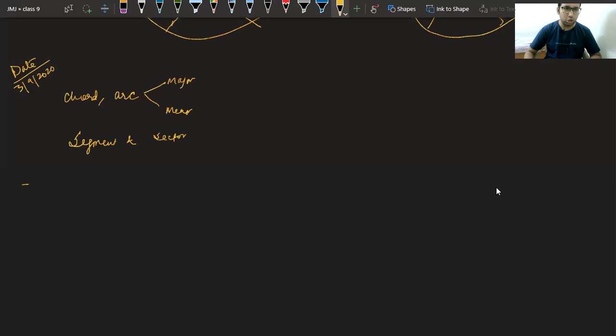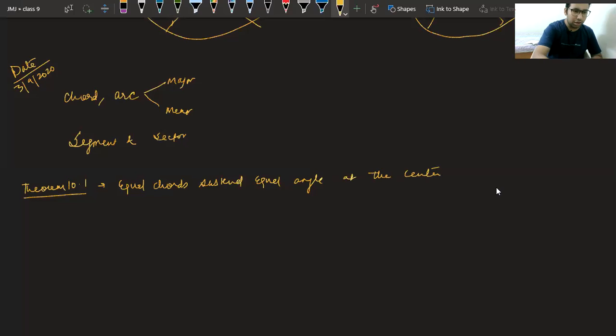First theorem, theorem 10.1, which said equal chords subtend equal angles at the center. This we have proved also yesterday. How can we prove this? Using the properties of triangles.